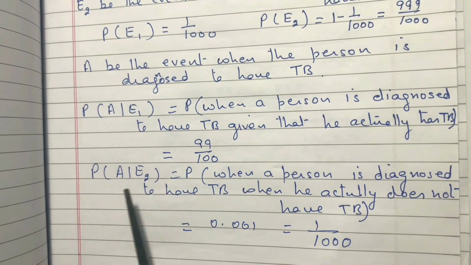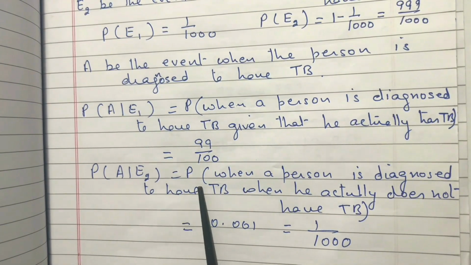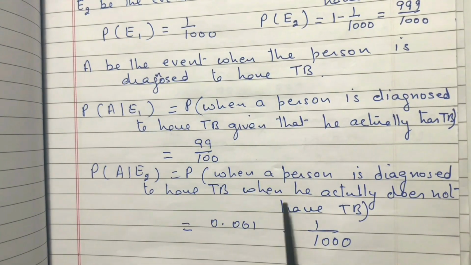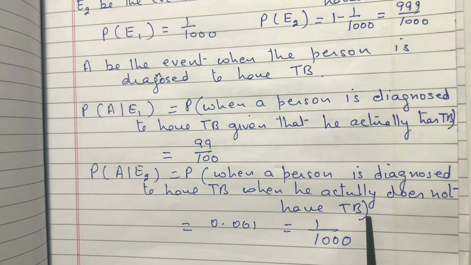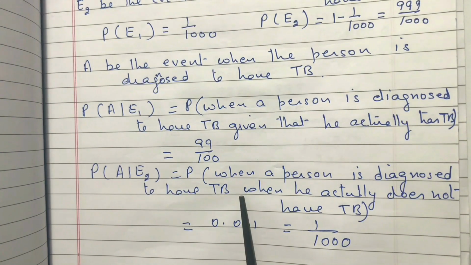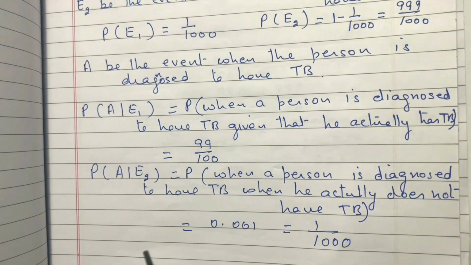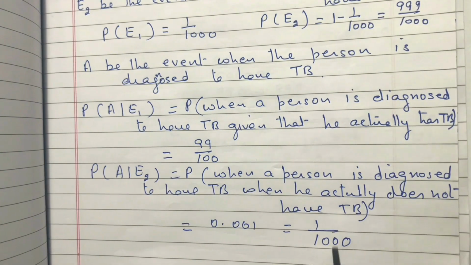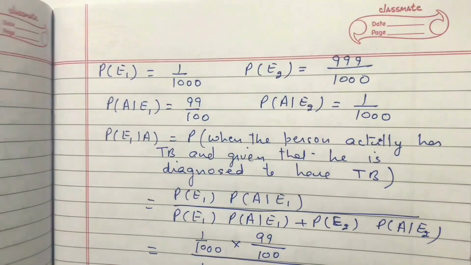So probability of A given E2. It means probability when a person is diagnosed to have TB, when he actually doesn't have TB. It means वो जो गलत diagnose होता है, एक्सरे किया जाता है और गलत diagnose होता है, that is equal to 0.001. उसकी probability कितनी है? 0.001. That is equal to 1 upon 1,000.